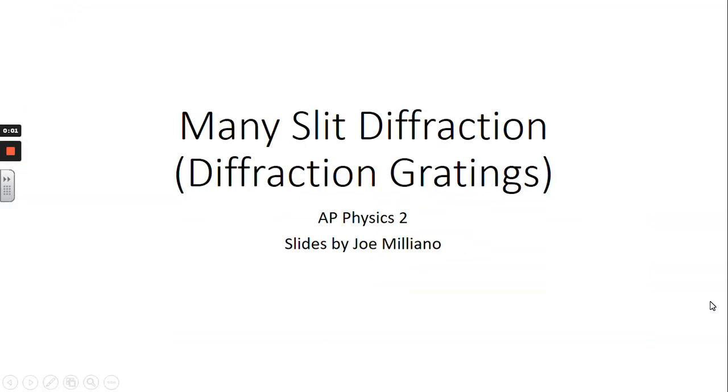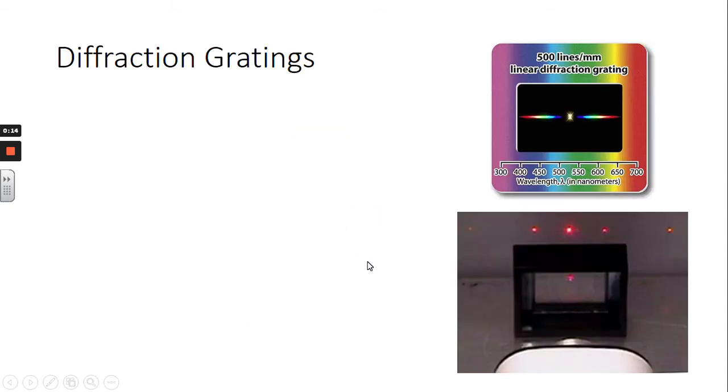Folks, in this video we are going to be looking at many slit diffraction. And the tool, which has a lot of slits in it to diffract light, is called a diffraction grating. So these are pictures of diffraction gratings on the top here. We have several diffraction gratings in our classroom that look just like this. The 500 lines per millimeter means that there are 500 slits for each millimeter of this grating overall.